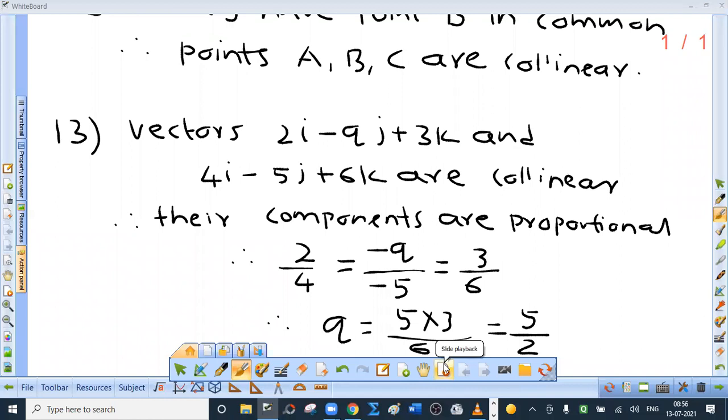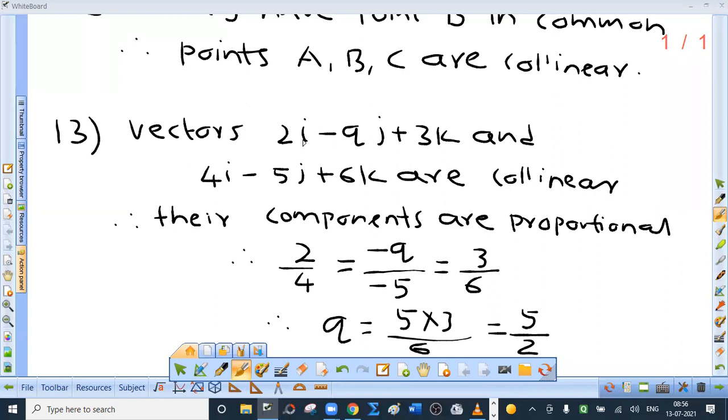Sum number 13. If the vectors 2i cap minus qj cap plus 3k cap and 4i cap minus 5j cap plus 6k cap are collinear, find q. Now vectors are collinear, so their components are proportional. Now you may ask me why. The reason is simple. These vectors are collinear, so this vector equals k or lambda, not k because k is already used, lambda of this vector.